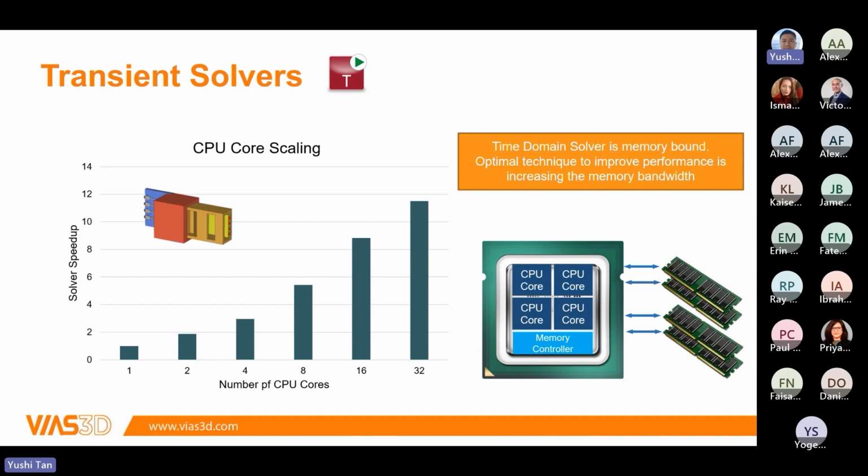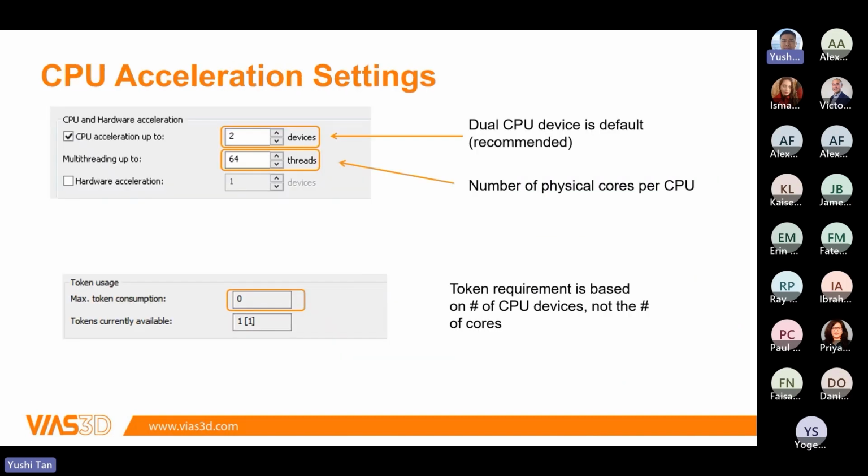Now, let's talk about some licensing that most of you would be interested in. All of you have access to this. On the bottom, you can see that maximum token consumption means 0. You do not need any acceleration tokens to take advantage of the configuration shown on the top left, meaning you can take advantage of up to 2 CPU devices.